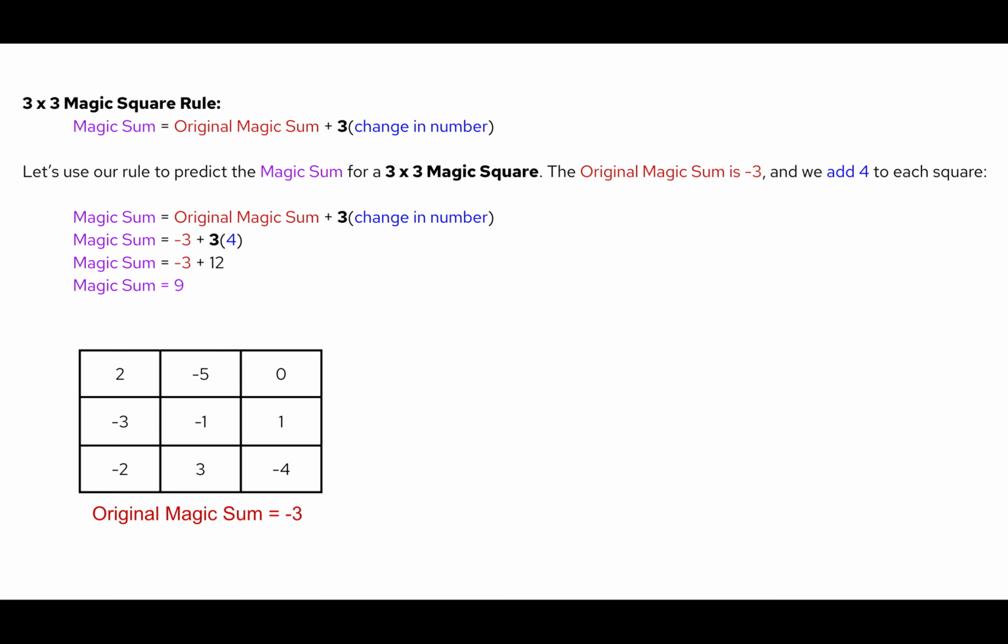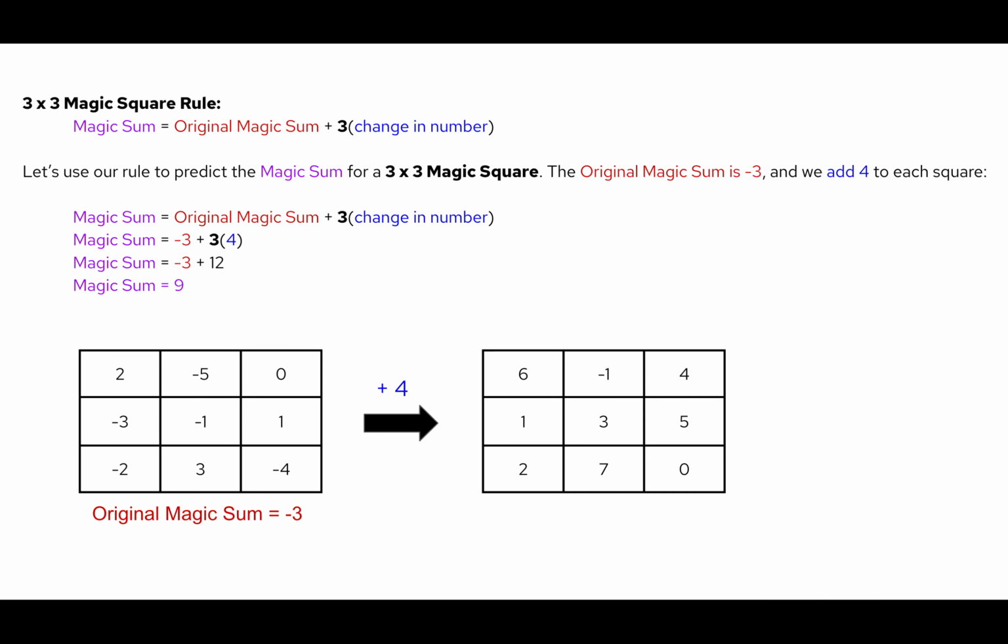Now let's verify it by actually making a magic square. So here's our original magic sum, -3. We're adding 4, and here's our new magic square, and the magic sum should be 9. And if we check it out, we can check some of them. 6 plus 3 is 9, 2 plus 3 plus 4 is 9, -1 plus 3 plus 7 is also 9. So it looks like it checks out.